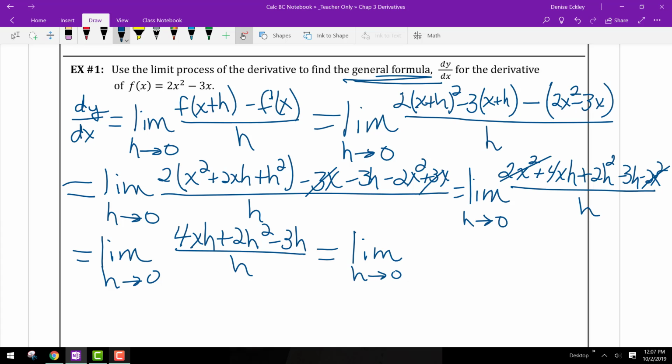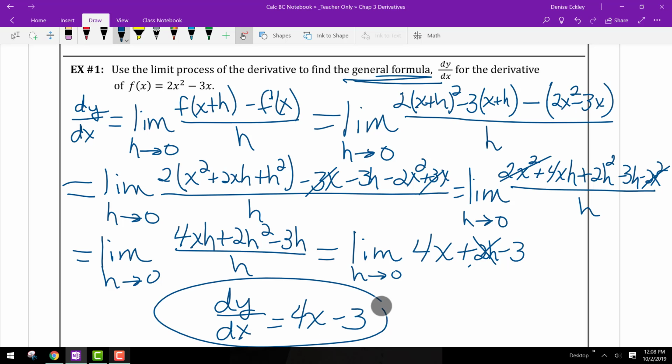So I have the limit as h approaches 0 of 4x plus 2h minus 3. Substituting 0 in for h, this term goes away. So my dy dx becomes 4x minus 3. So that's our first example.